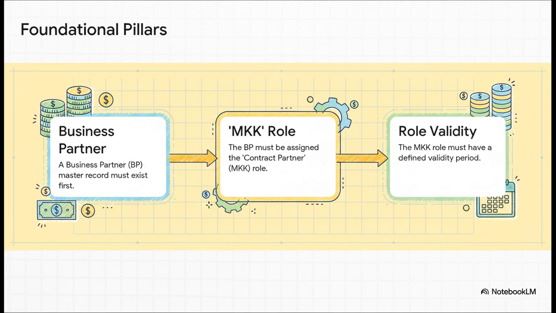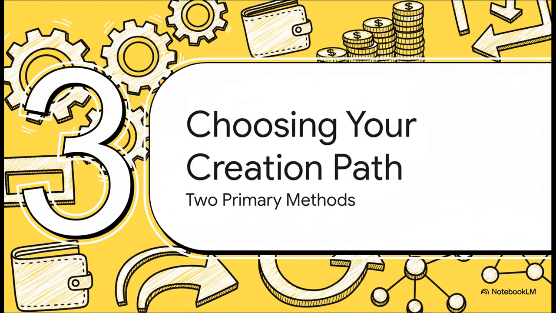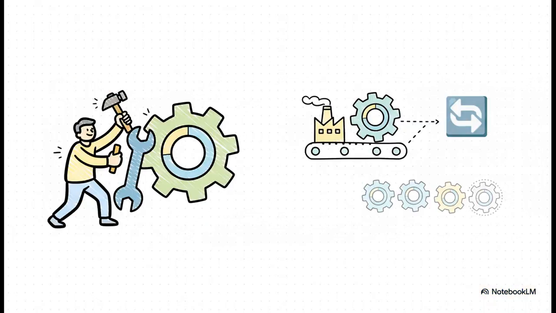It just won't work. And that perfectly sums up the core idea, doesn't it? The business partner is the bedrock. Everything else, the entire contract account structure, is built right on top of it. So once that foundation is solid, then you get to choose your construction method. And really, there are 2 main paths you can take to build a contract account. Let's compare these 2 approaches.